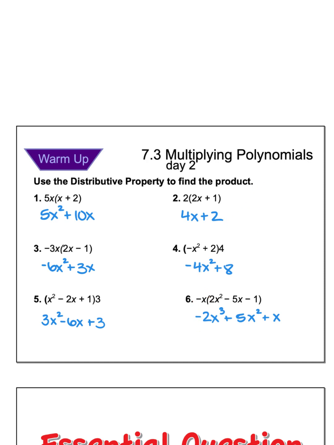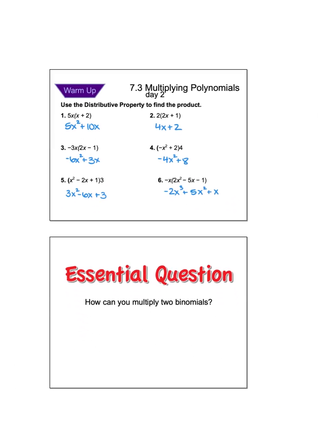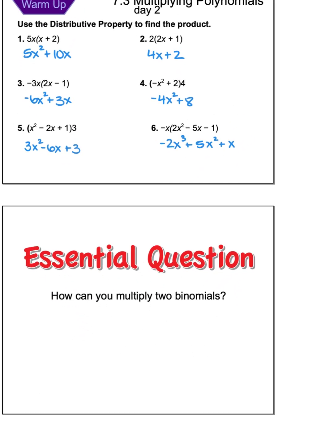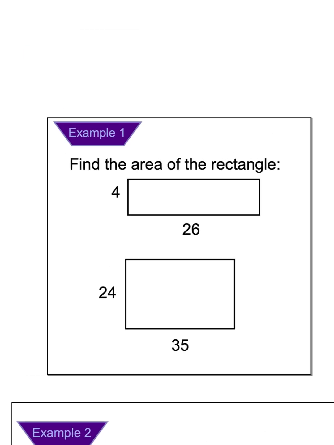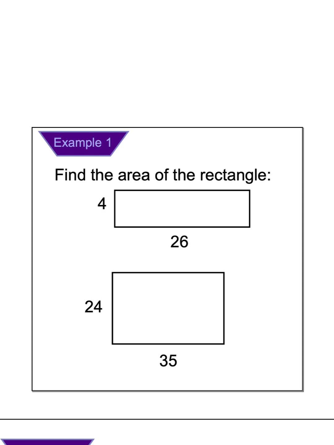So today we are going through multiplying, like I said, 2 binomials together. So example number 1, finding the area of the rectangle. We need to remind ourselves that finding the area means that we're taking the length times the width. So here we're going to do 4 times 26 to get us the area of this rectangle, and 4 times 26 is 104. So that would be the area of this rectangle.